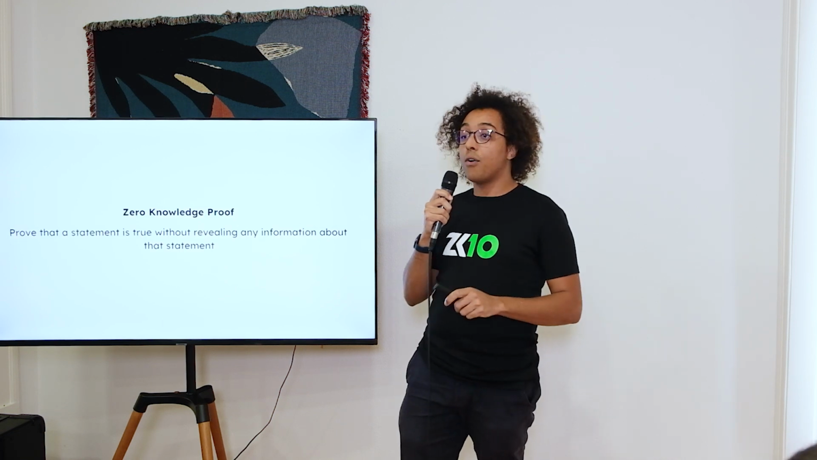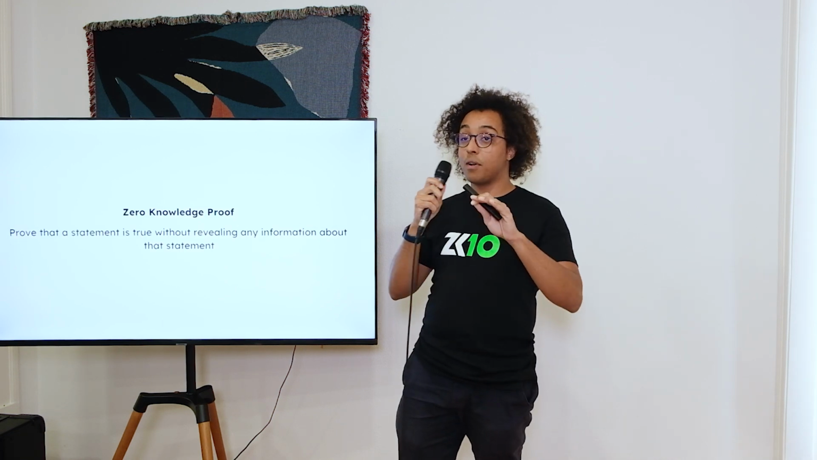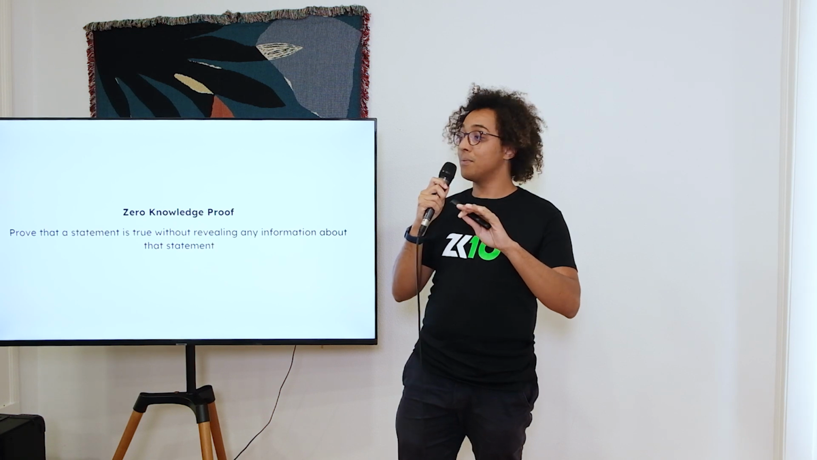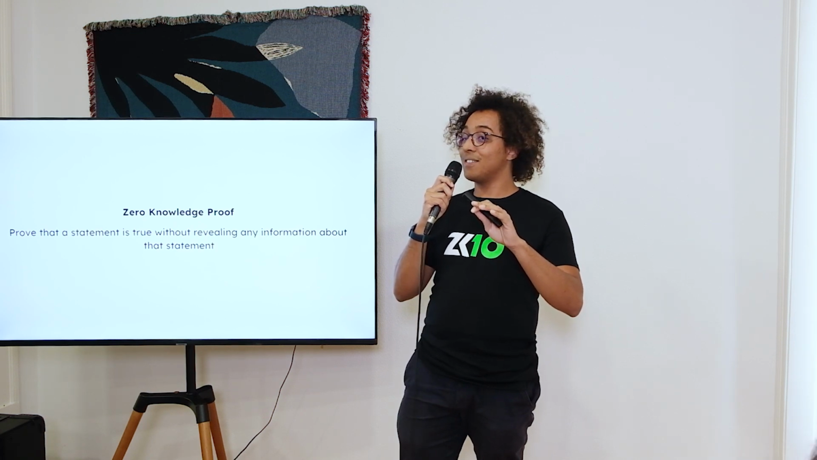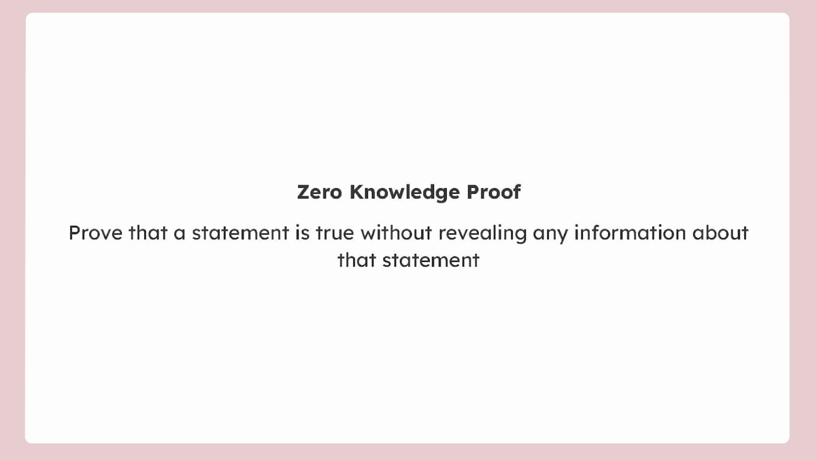So who in the crowd knows roughly what a zero knowledge proof is? All right. Well, I'm still going to present it. It's going to be useful for half the crowd, and for the rest, make sure that you understand everything. So a zero knowledge proof allows you to prove that a statement is true without revealing any information about that statement. Now, what does this mean?